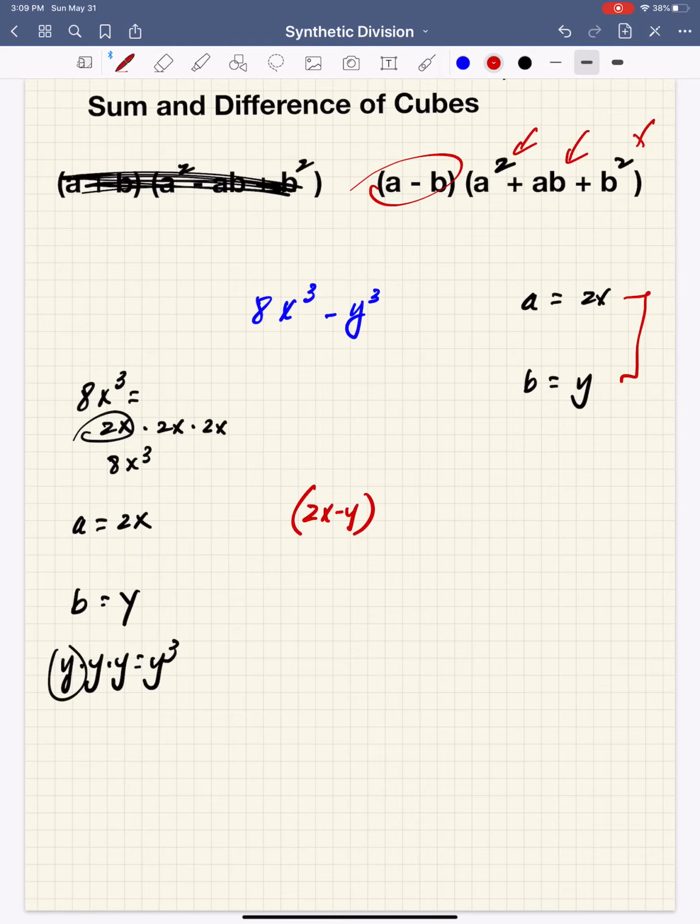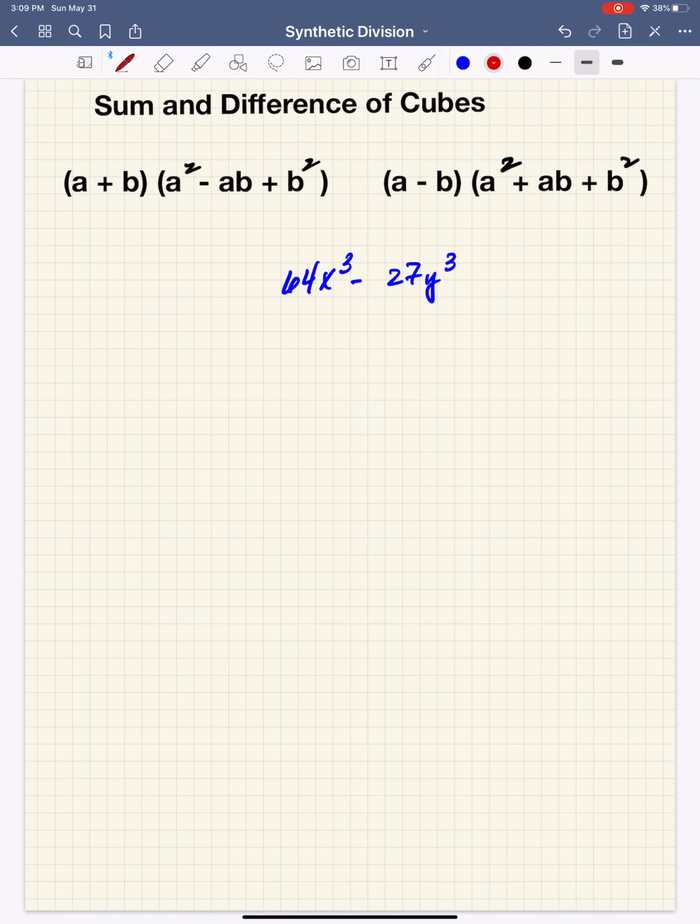So I'm going to square it and get 4x squared. I'm going to multiply them together. I'm going to get 2xy. And then I'm going to square this at the end. And I know that it's minus, plus, plus, so it's minus, plus, plus. And there's your answer. Next one.